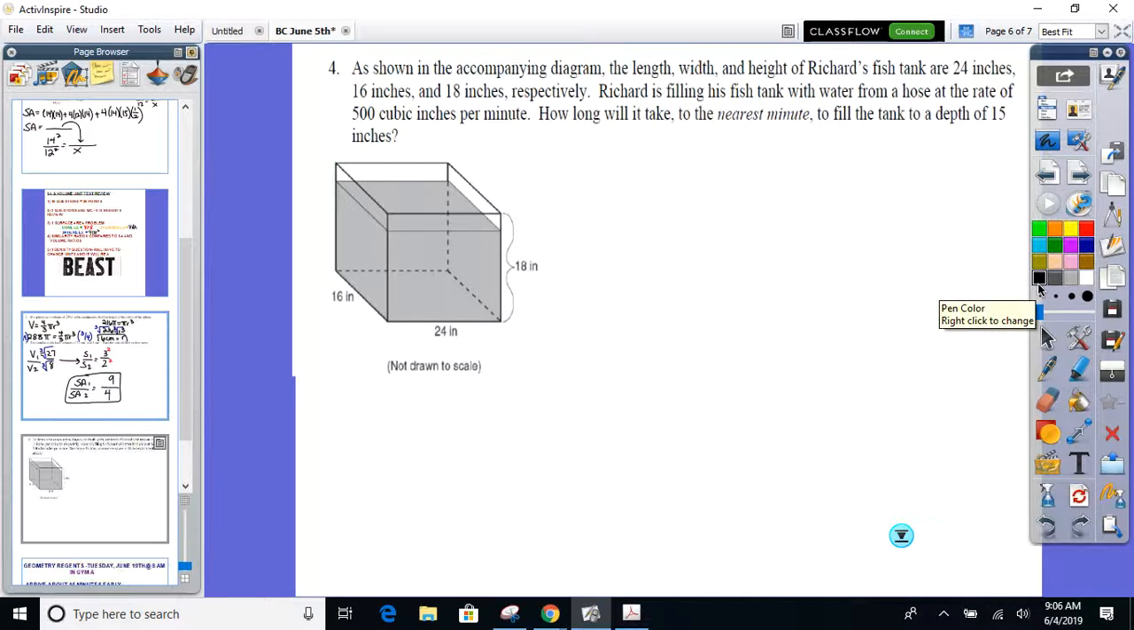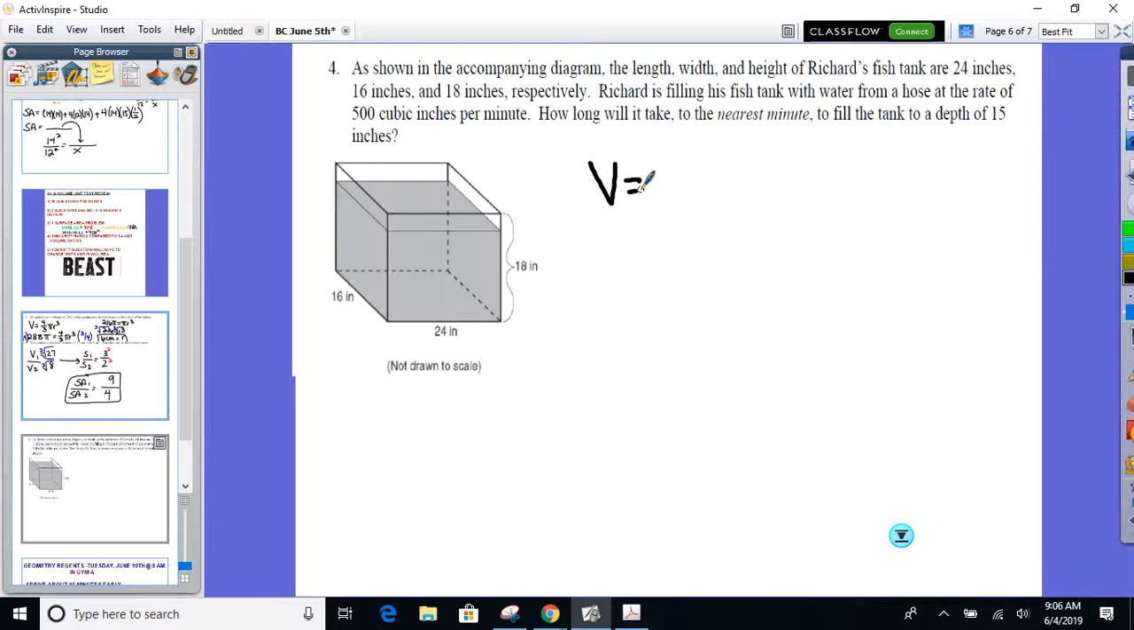How long will it take to the nearest minute to fill up this tank 15 inches? All right, so we are going to find the volume because the rate of the hose is in cubic inches. But the problem is I'm not doing 16 times 24 times 18 because I'm not filling it up all the way. I am going to do 16 times 24. There's the area of the base, but I'm only filling it to a height of what? 15, not 18. So I want to use that 15 there.